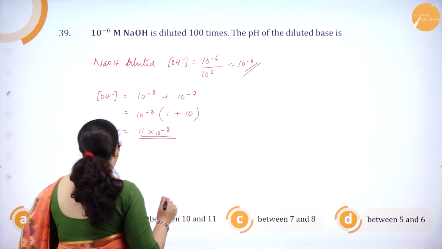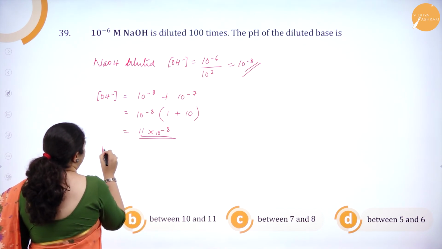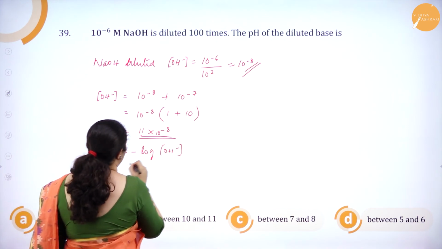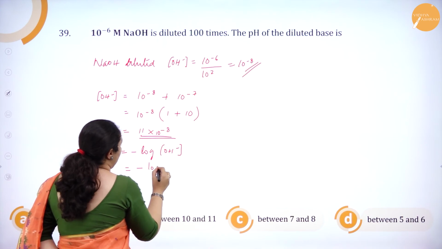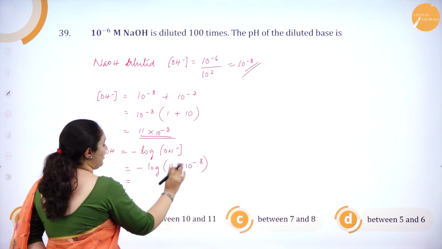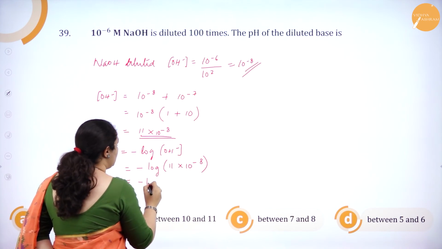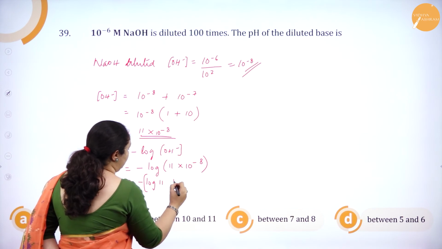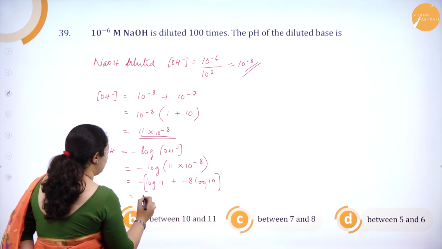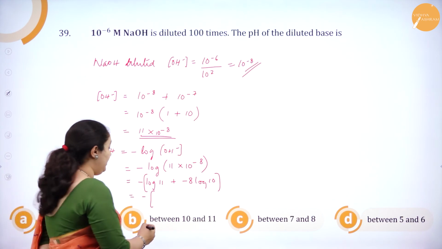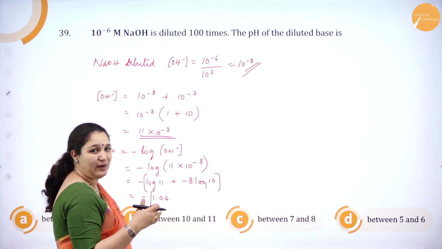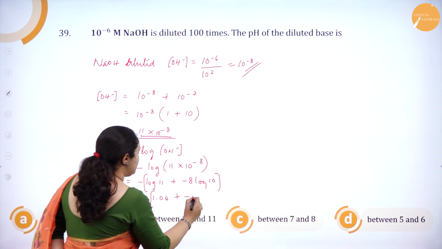So we have to take the log of this. That is because pOH is equal to negative logarithm of OH minus ion concentration. So this is negative logarithm of 11 into 10 to the power minus 8. So this is log A into B is log A plus log B. So minus log 11 plus minus 8 log 10, that is minus 8 itself. Log 11, it will be 1.04 some number is there. Just consider 1 point some number is there, and this is minus 8.